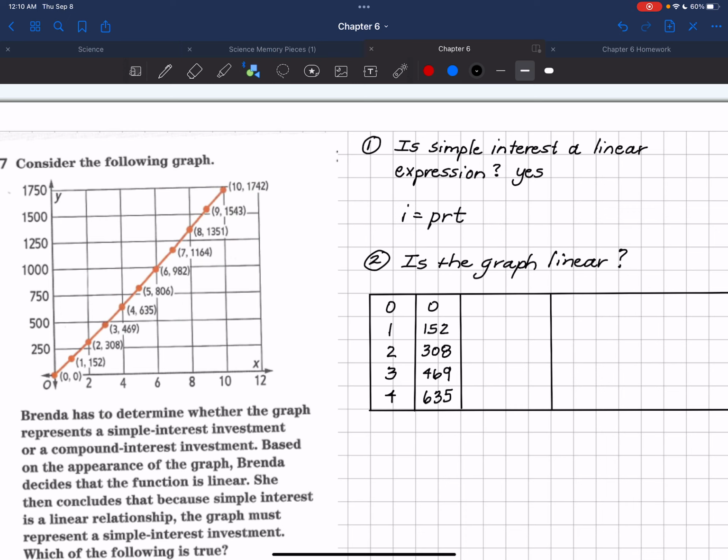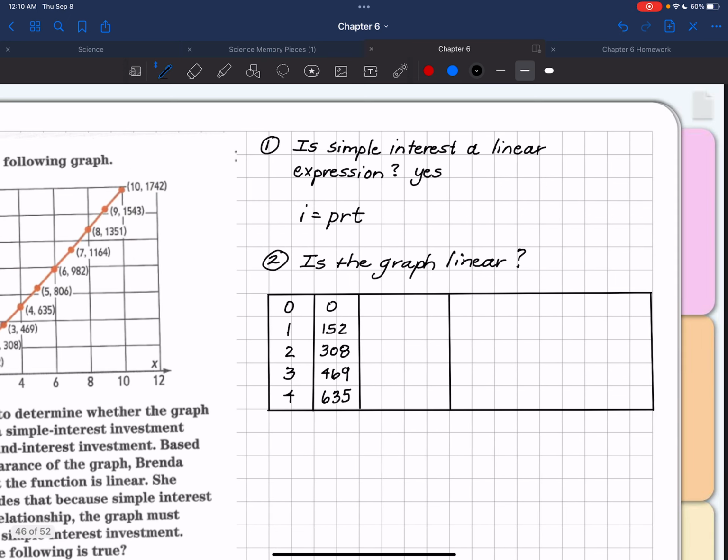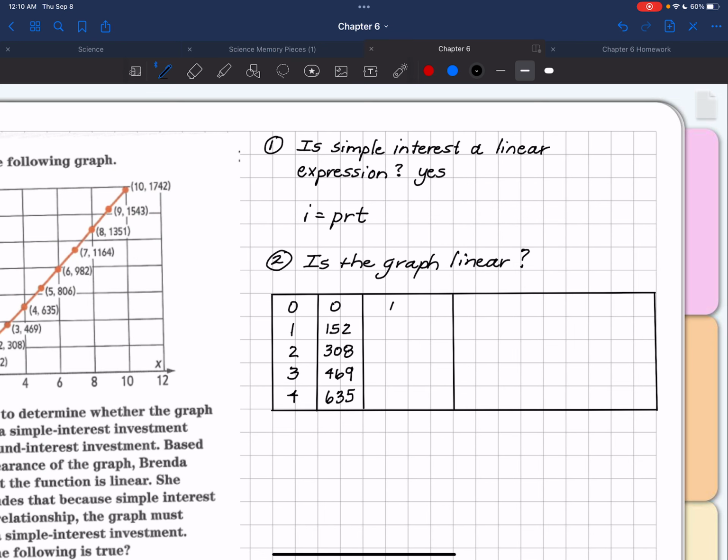So let's see what the first level consecutive differences looks like. So 152 minus 0 is 152. 308 minus 152 is 156. 469 minus 308 is 161. And then 635 minus 469 is 166. So this is not common, it's not linear. If it were linear, it would be common at level 1.